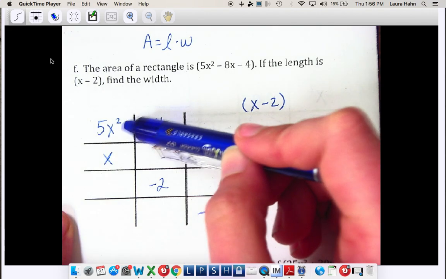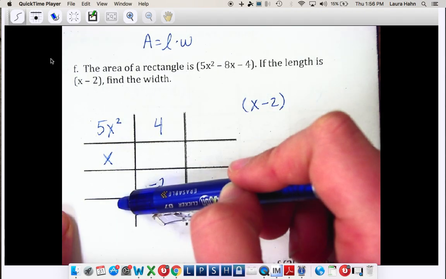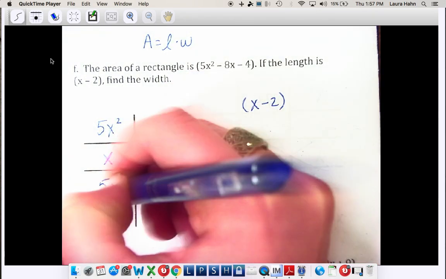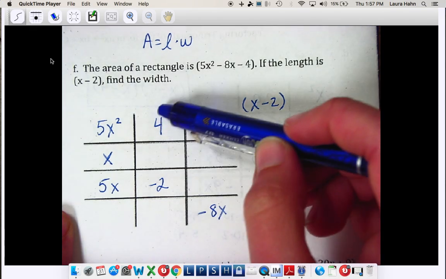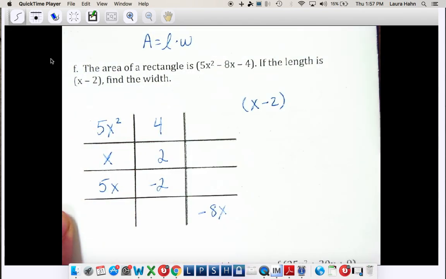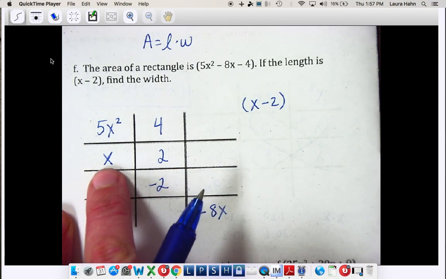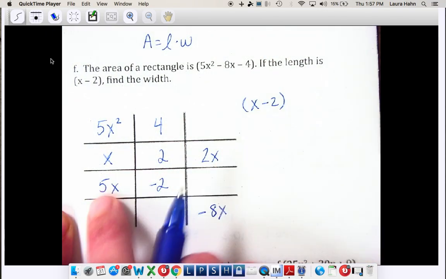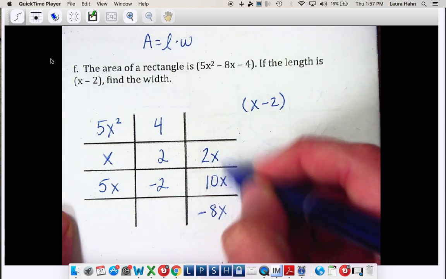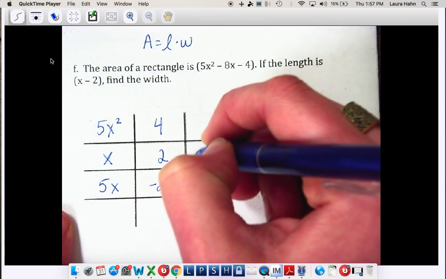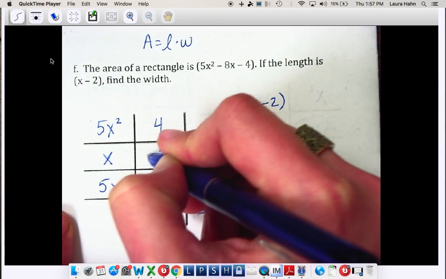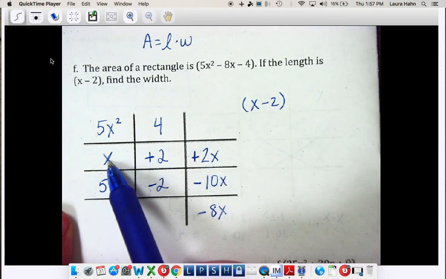So I know I use the factors of 5x squared to fill in this row. So x times what would give me 5x squared? x times 5x. Okay, I know I use factors of 4 to get here. So 2 times 2 would give me 4. All right, let's multiply across now. x times 2 is 2x. 5x times 2 is 10x. We're trying to get to a negative 8 from these numbers. Well, I know I would need a negative 10 and a positive 2. So the negative was here, which was already told to me, right? The positive goes here.